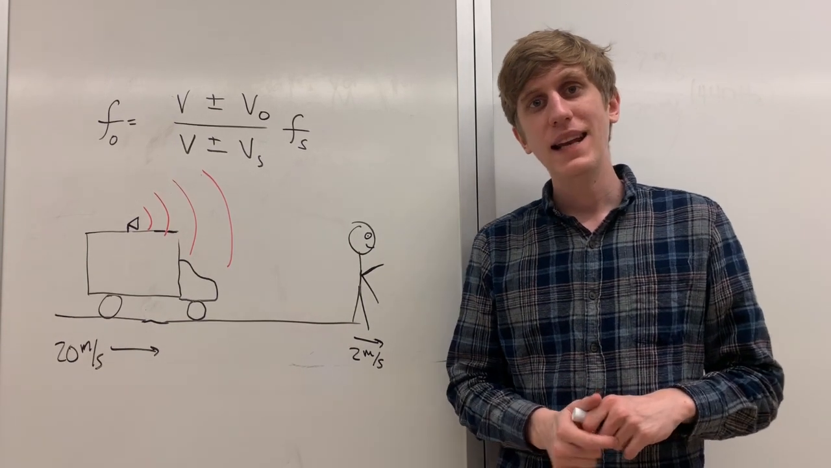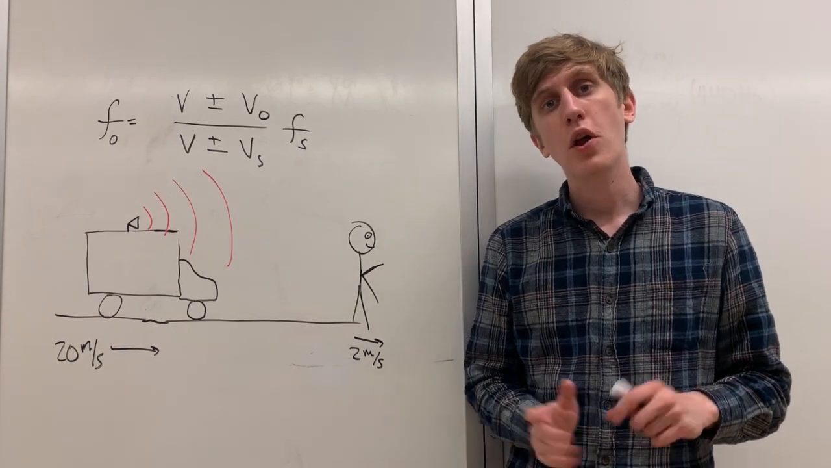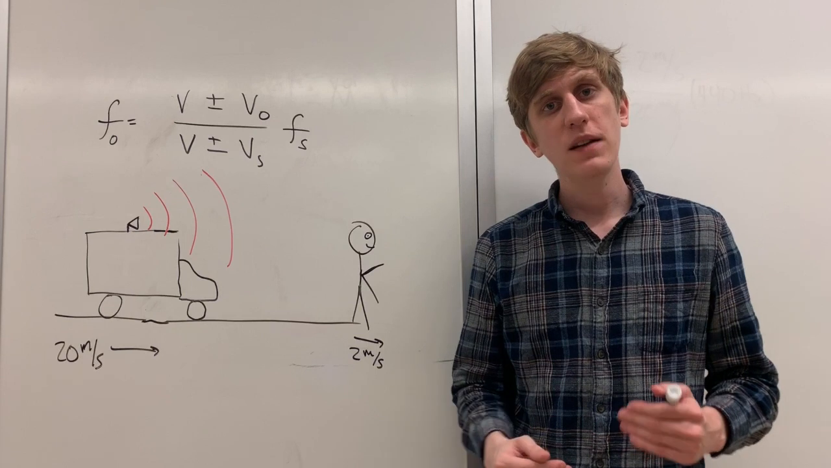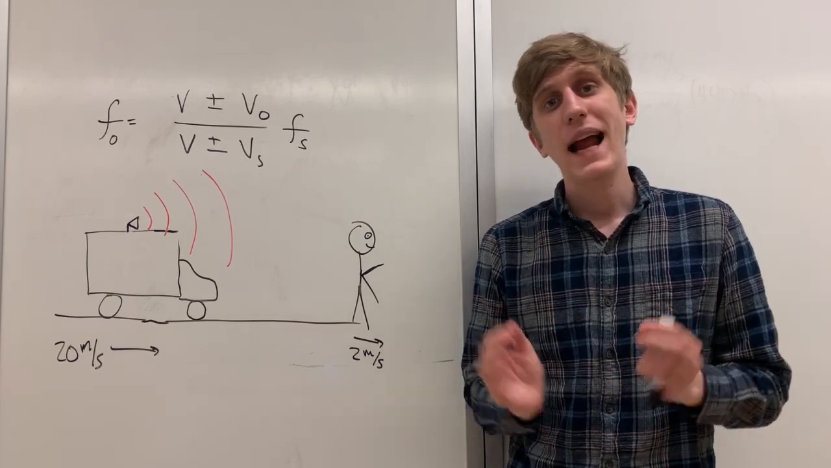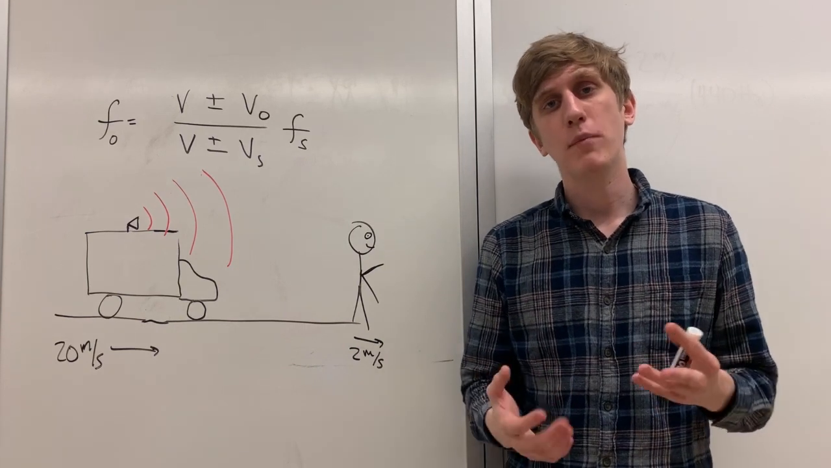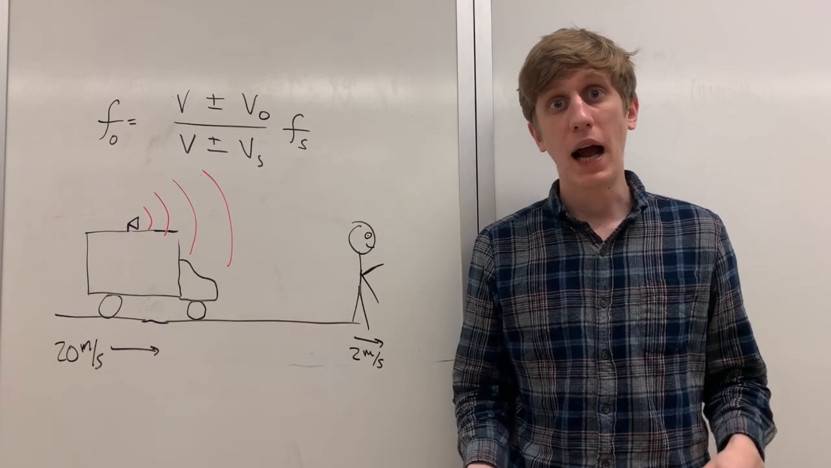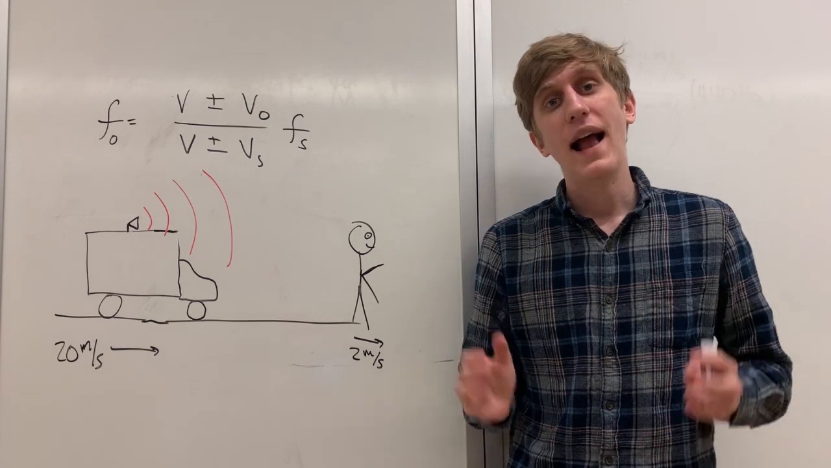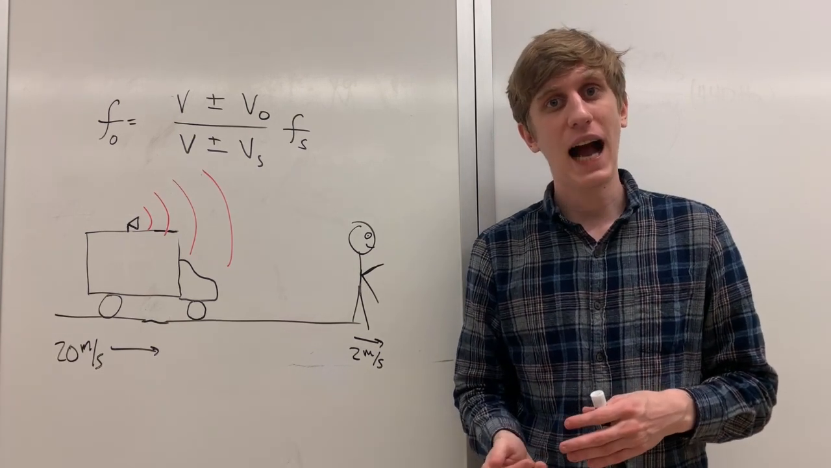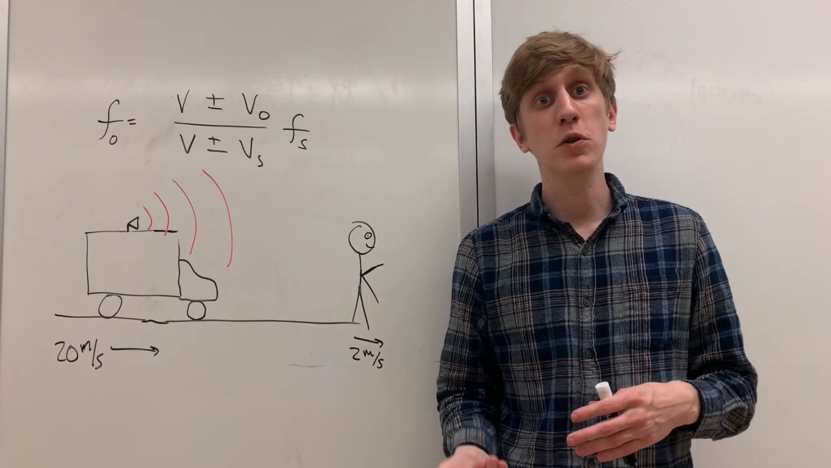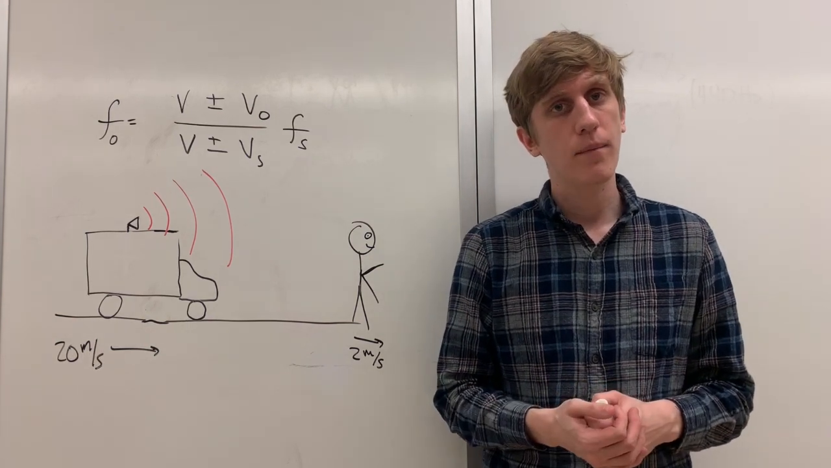Hey everybody, in DL today we talked about the Doppler effect. You're probably familiar with this effect even if you don't know it by that name. It's most commonly heard when emergency vehicles are passing by with their siren on. As the emergency vehicle moves towards you, the pitch of the siren is higher, and as the emergency vehicle moves away, the pitch is lower.